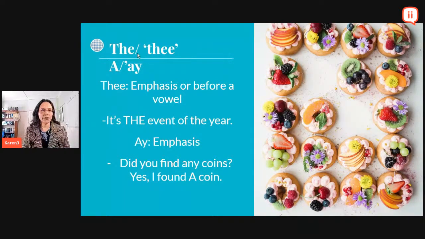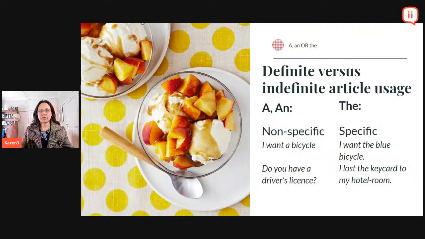Now we're going to go on to revision again. And please just ask me questions and interact with me. I'm doing some revision of articles this morning and introducing some new things. This particular slide is a revision. So it's definite versus indefinite article, okay? So a or an is non-specific, the is specific.